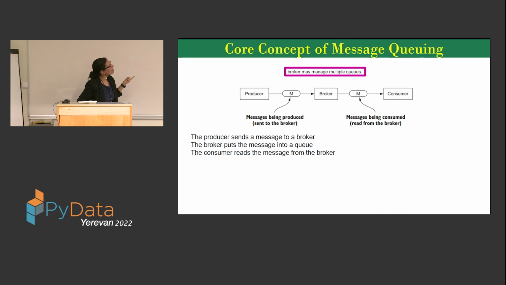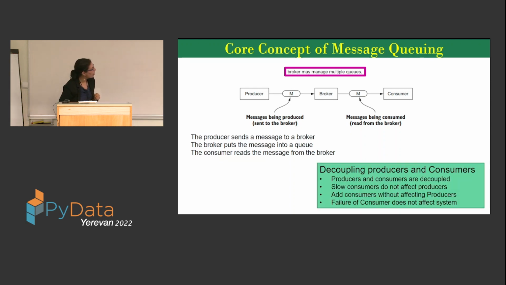The core concept of message queuing is like this: data is produced, it stays on a broker, on a server, on a node, in a queue, and then it's consumed. It seems so simple, but not really. It is not that simple, and the devil is in the details. But let's talk about it via Kafka.